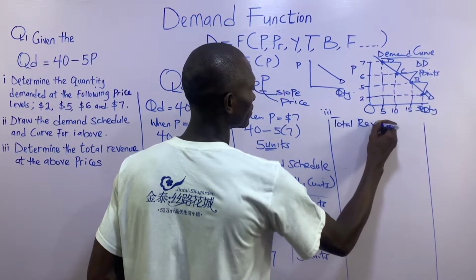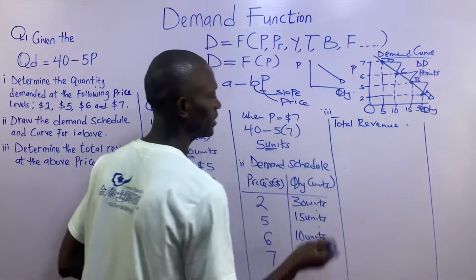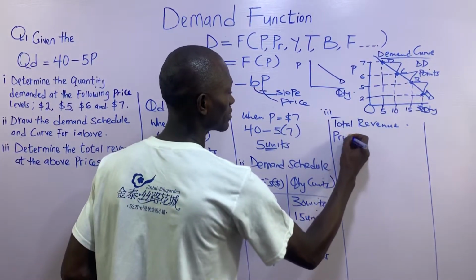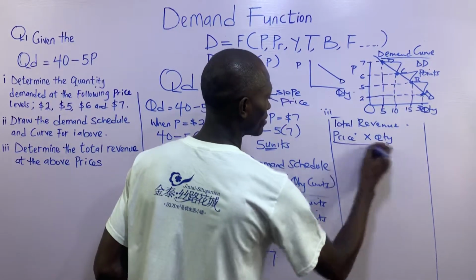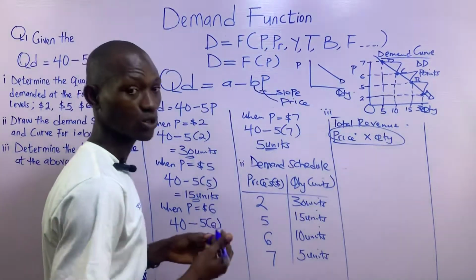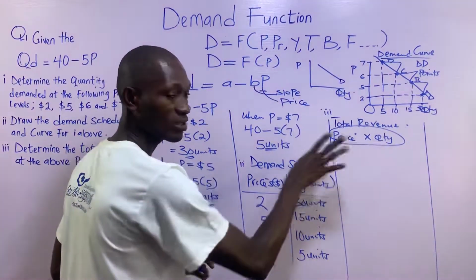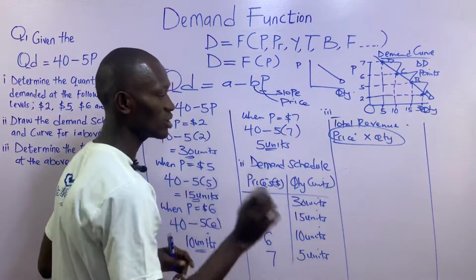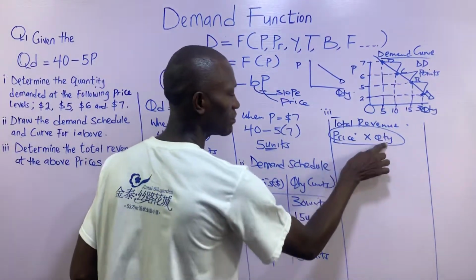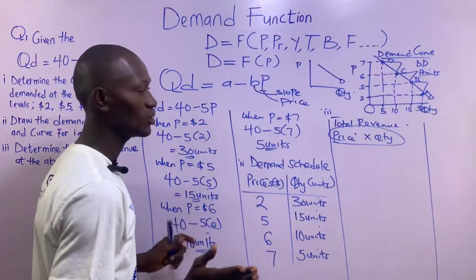Total revenue is gotten by price times quantity. So price times quantity gives you total revenue. This is standard in all cases for you to determine your total revenue. Just multiply your price times your quantity. It will give you your total revenue.